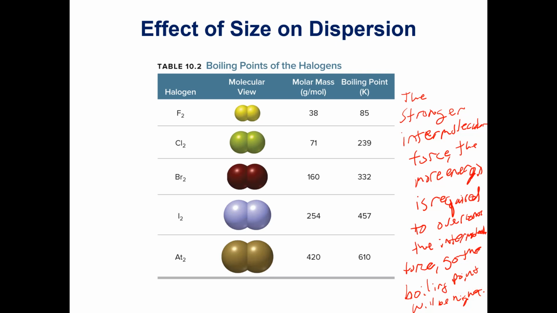Okay, so hopefully you can read that. So the stronger the intermolecular force is, the more energy we're going to have to put in to overcome that intermolecular force. And the more energy we're going to have to put in, the higher the boiling point is going to be.